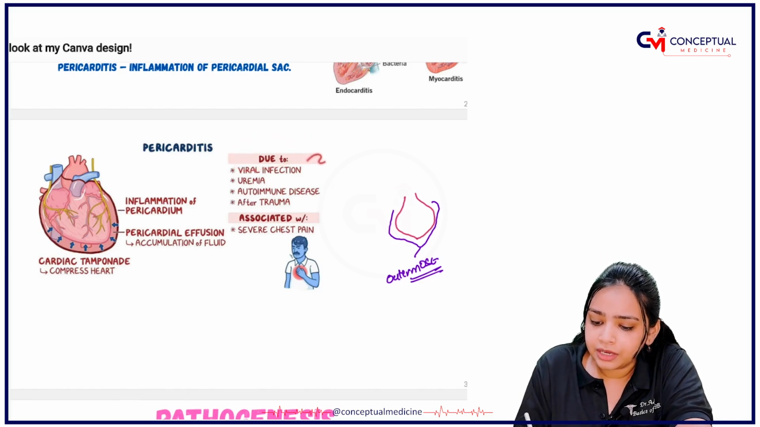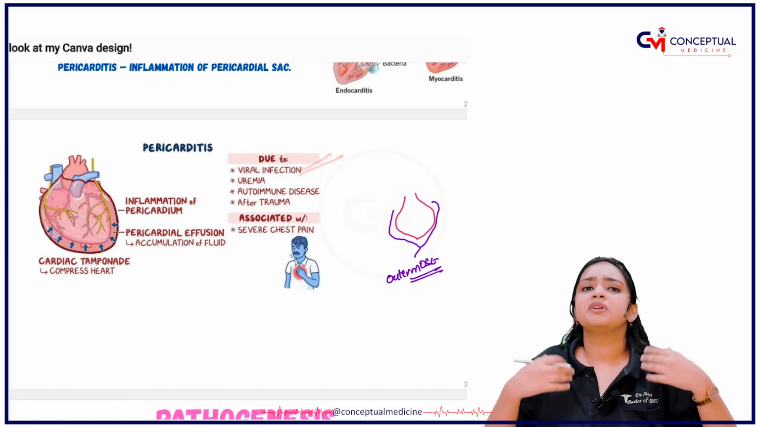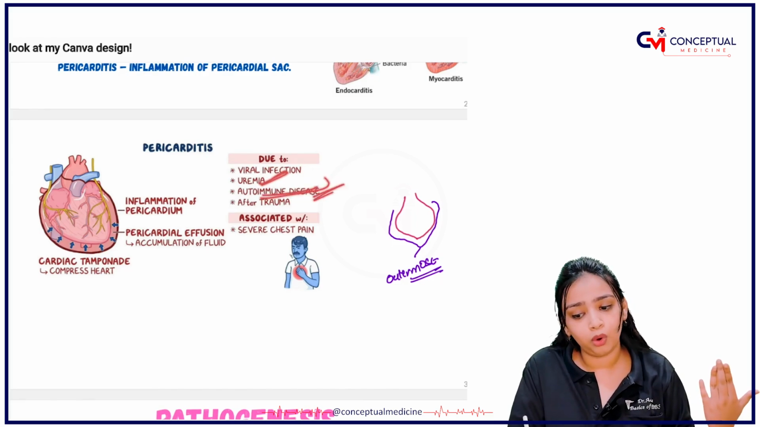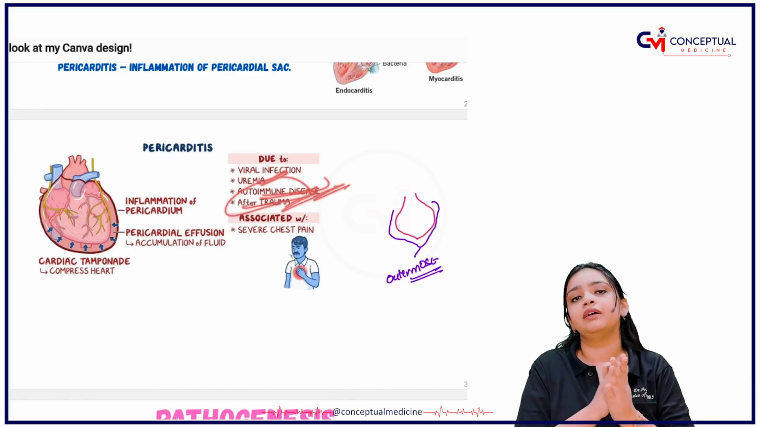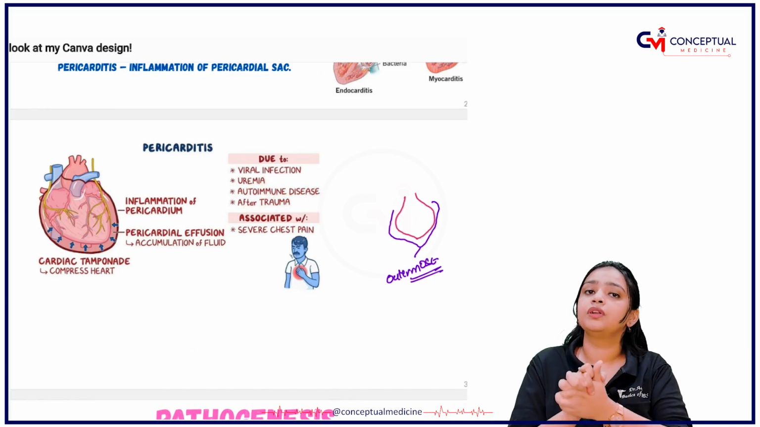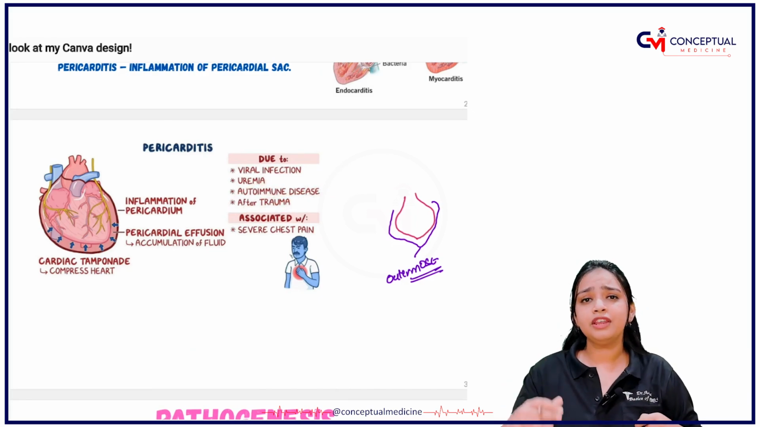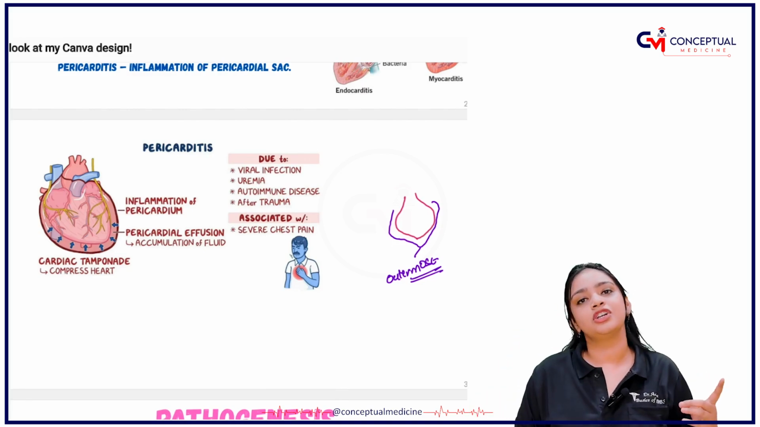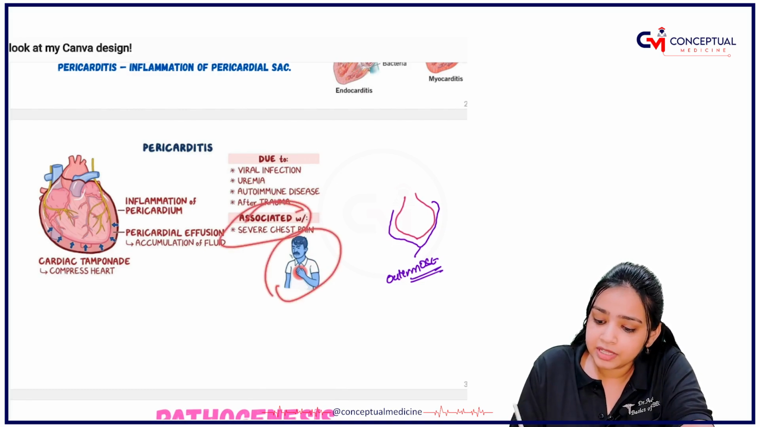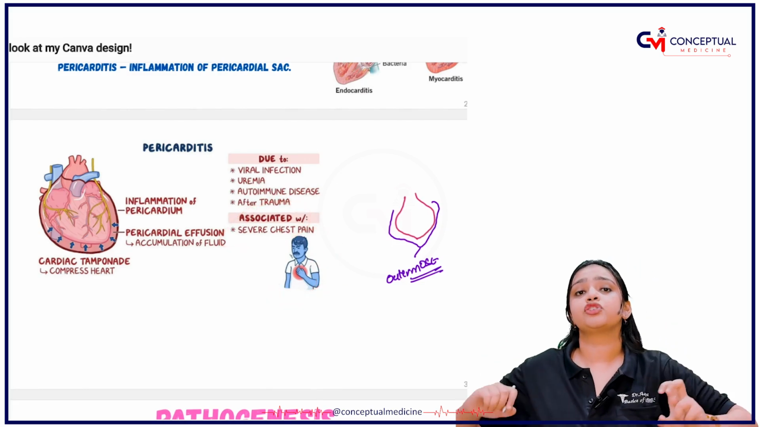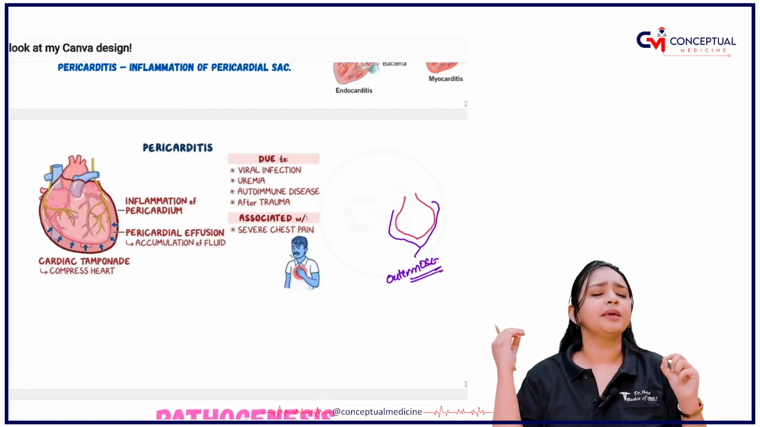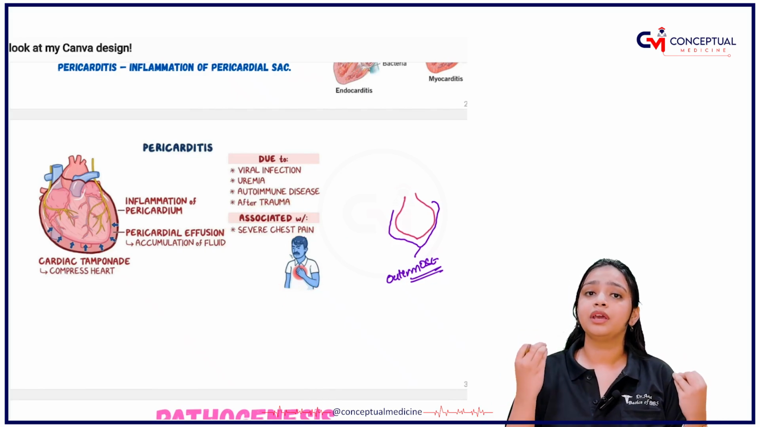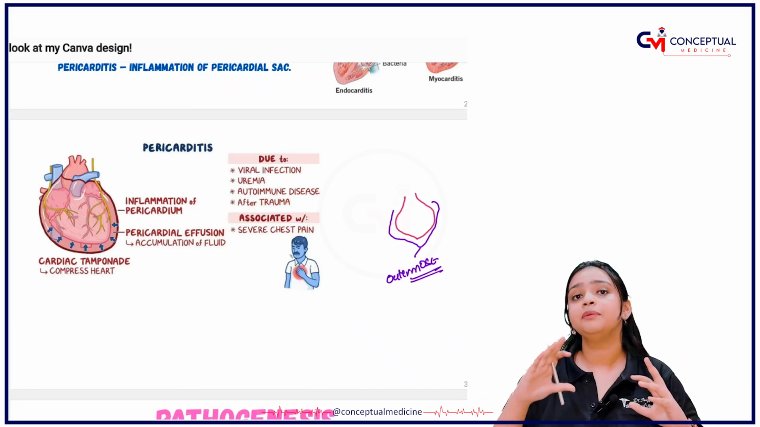Why pericarditis? It is due to any viral infection. Maybe the person is having a viral infection, or uremia, or autoimmune disorders, or it can occur after the patient has gone through trauma. And for trauma, we use a very special grading system called triage, and that you will study in your surgery lectures. It is associated with severe chest pain. See this figure, the patient will complain, doctor, I am having severe chest pain, and there will be a lot of pain that the person will be suffering from.